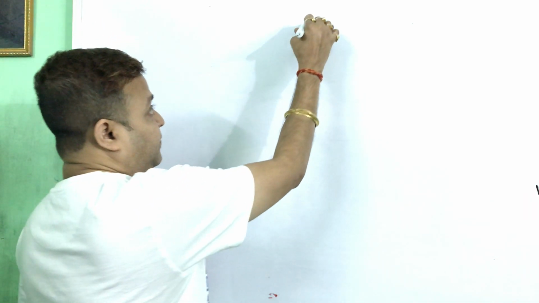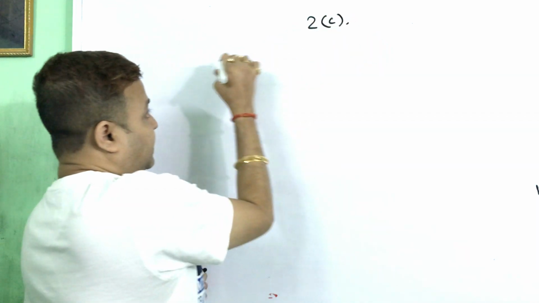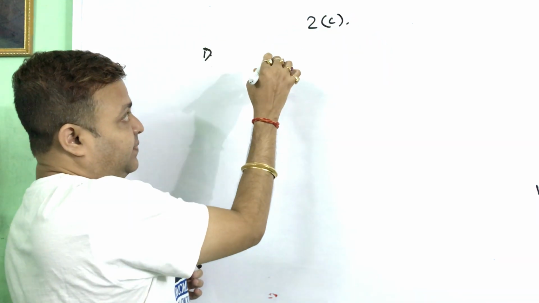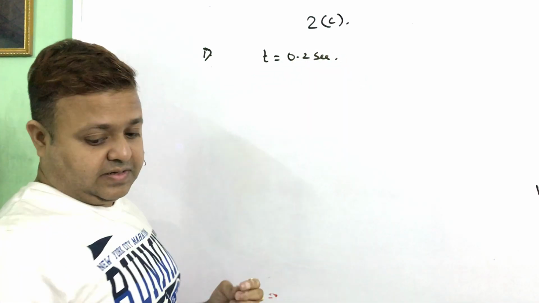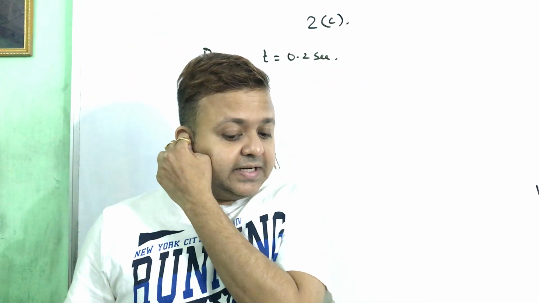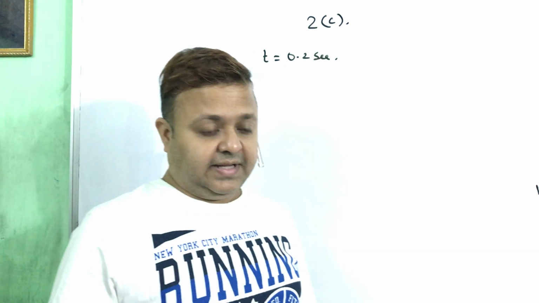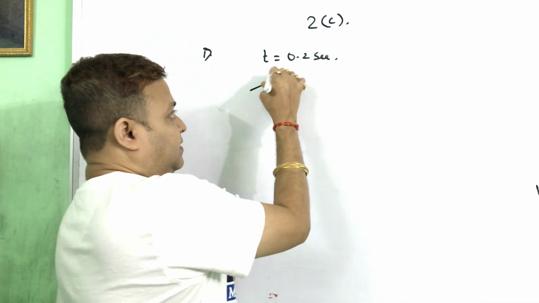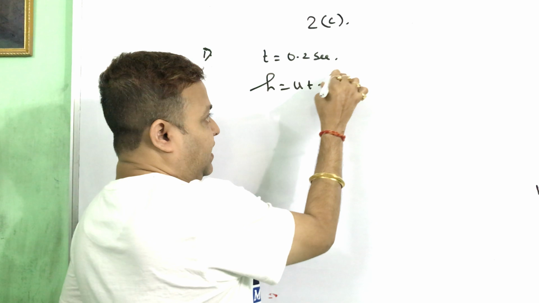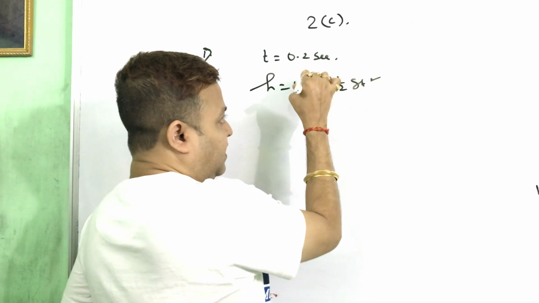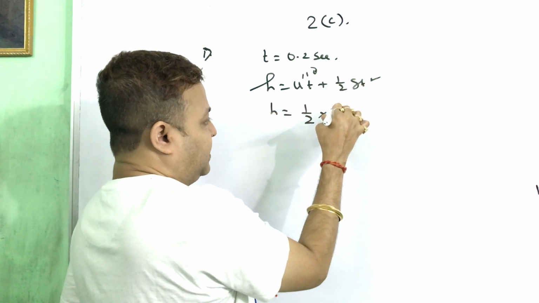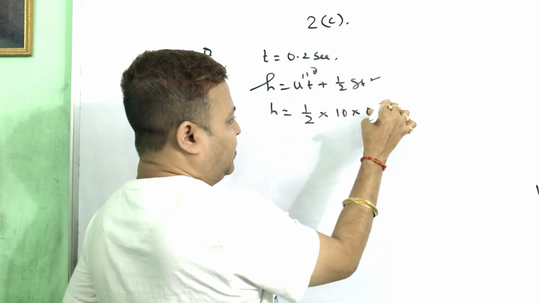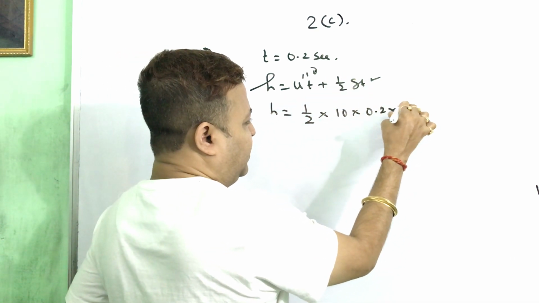The reaction time is given. Question number 1, 2C. The reaction time is given, that is equal to 0.2 second. So the distance traveled by the body in this reaction time, starting from rest, is ut plus half gt square. u is 0, so height is equal to half g t square, where g is say 10, and this is 0.2 into 0.2.